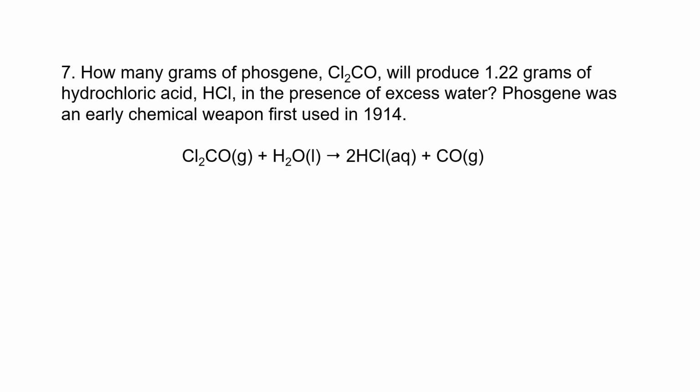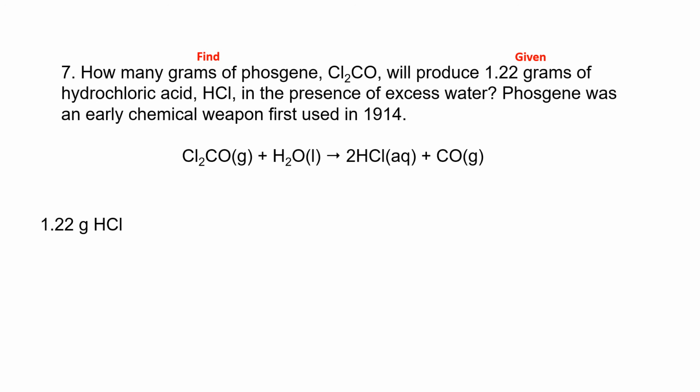Last problem of the lesson. How many grams of phosgene, Cl2CO, will produce 1.22 grams of hydrochloric acid, HCl, in the presence of excess water? We are given 1.22 grams of hydrochloric acid. We're trying to find the grams of phosgene. So 1.22 grams of HCl is what we're going to start with.